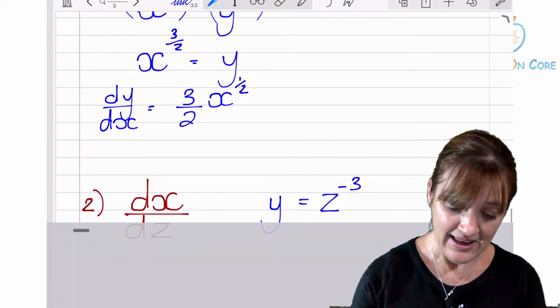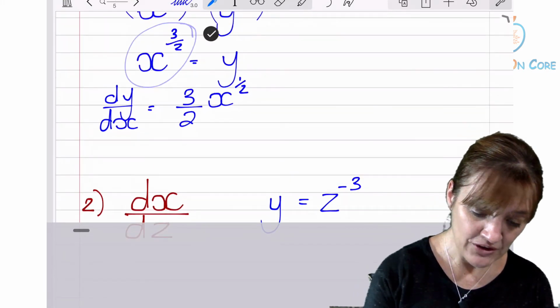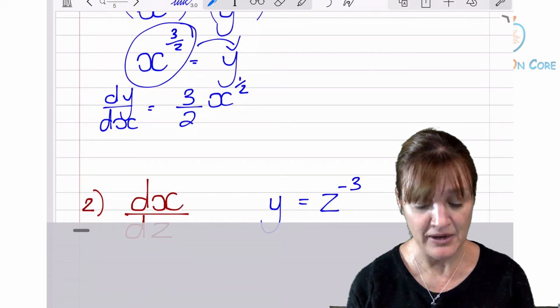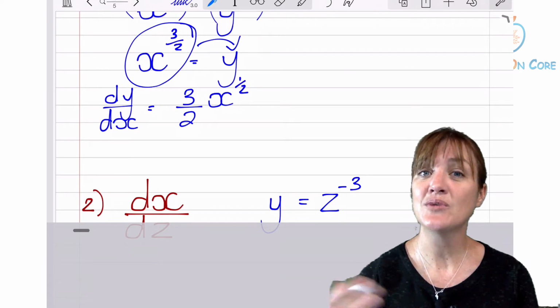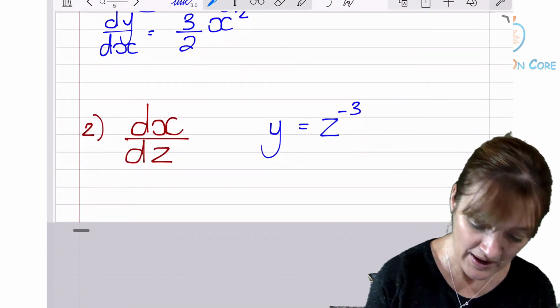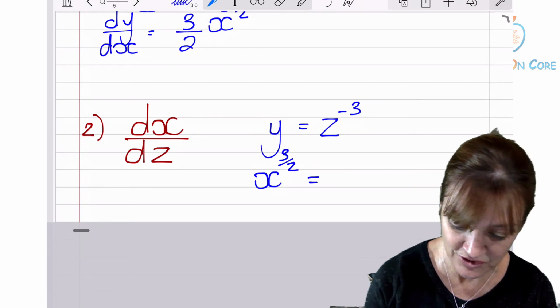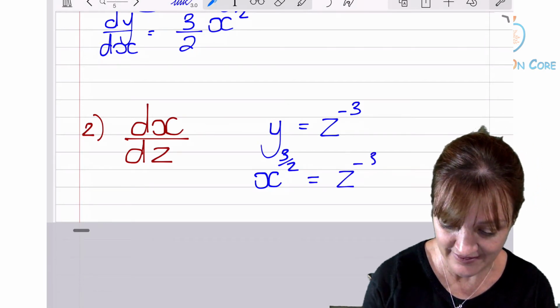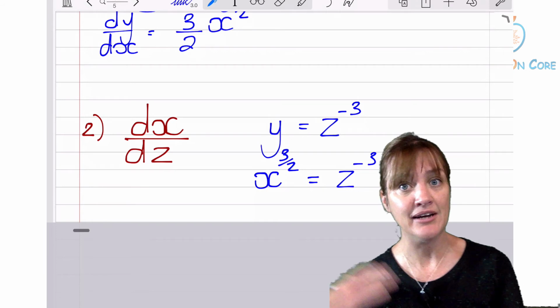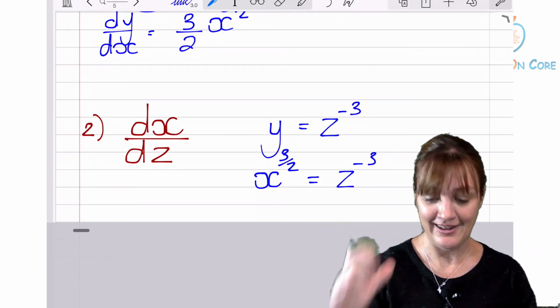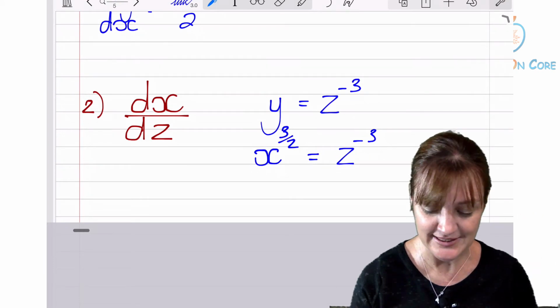We worked out earlier that y is also equal to x to the power of 3 over 2. So here's where you can substitute. Instead of y, I'm going to write x to the power of 3 over 2 equals z to the negative 3. Now I've created this equation where I've got a z and an x. So you just got to be clever with these things.